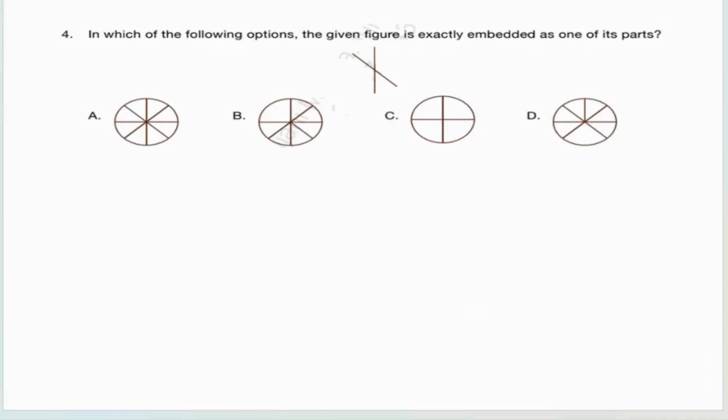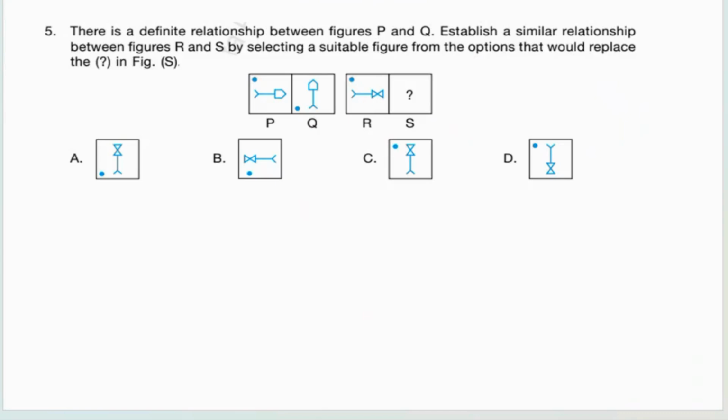Okay, next question. In which of the following options is the given figure exactly embedded as a part? What do you understand by embedded? Embedded means just a part. So I have to check where you can see this part. I think we can see it in A. Yes, this standing line is there, but not this line. Standing is there, but not the diagonal. Not the standing line completely. So that's why B, C, D can't be my option. A should be my answer here.